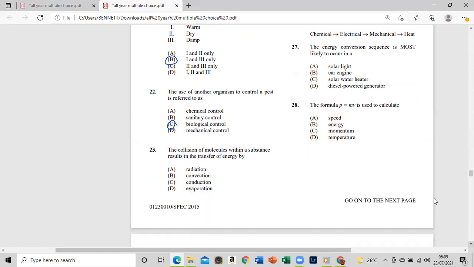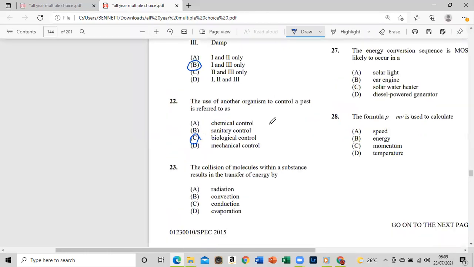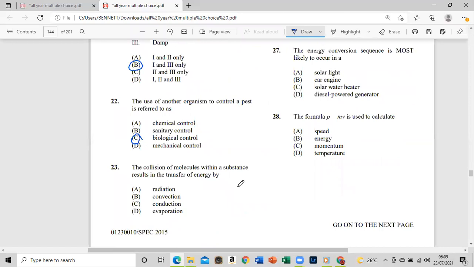The collision, on the machine, let me see if it's bigger. I think so. Yeah, it's a bit better.